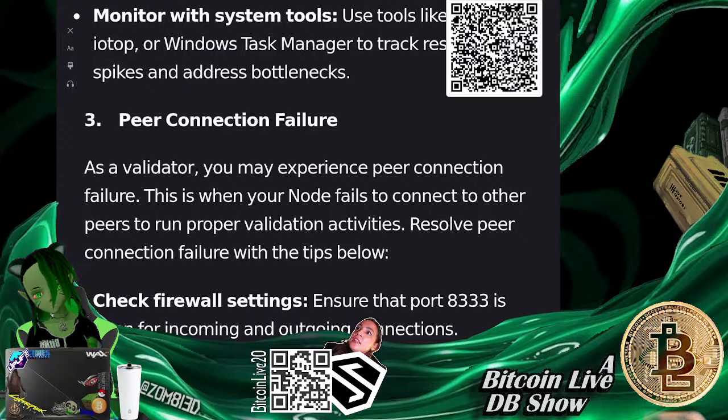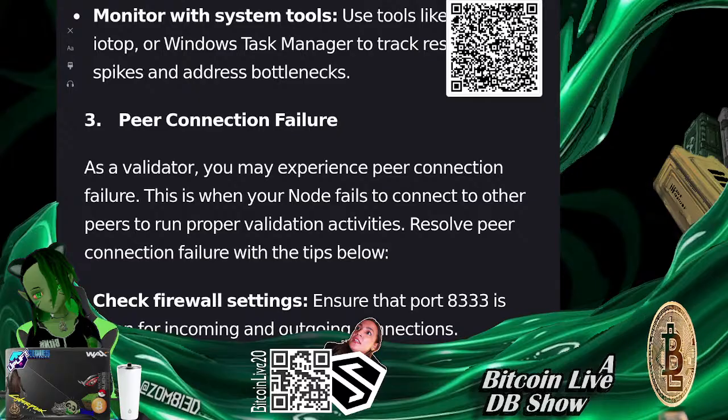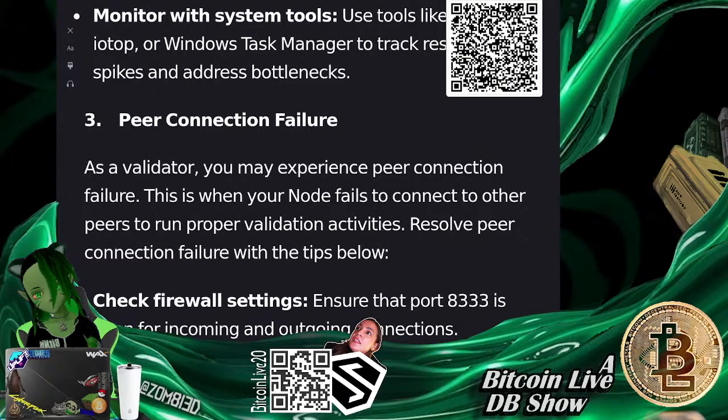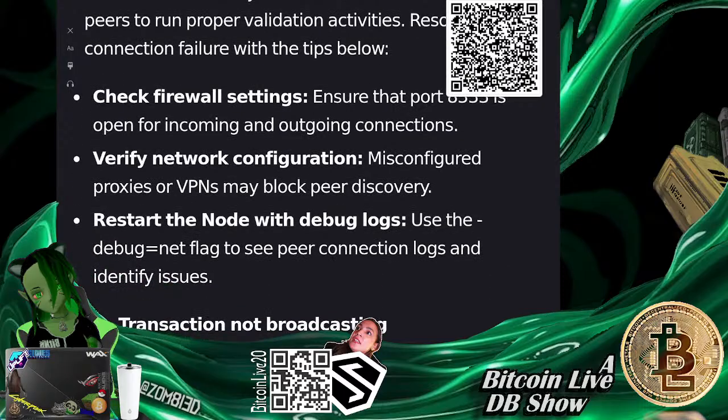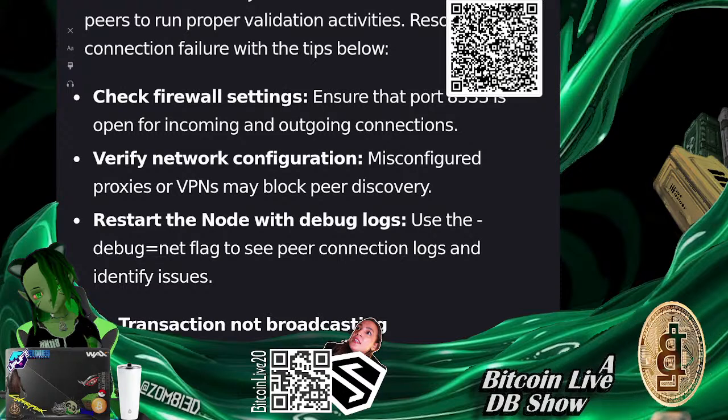Now, as a validator, you may experience peer connection failure. This is when your node fails to connect to other peers to run proper validation activities. Resolve these in the following ways. Check your firewall settings, like ensure your port 8333 is open. Verify the network configuration, considering that if your network or VPN isn't set right, it may not be able to do block discovery or peer discovery.